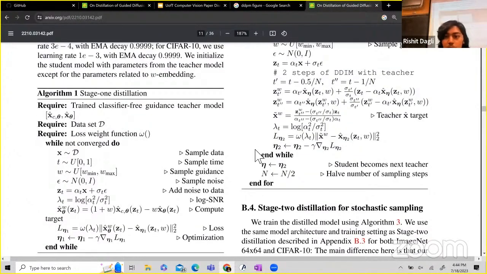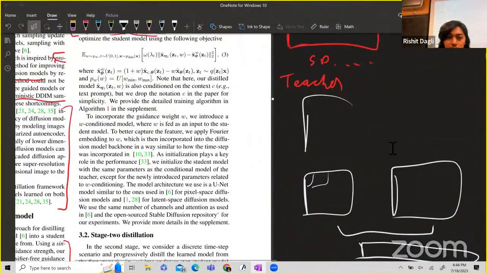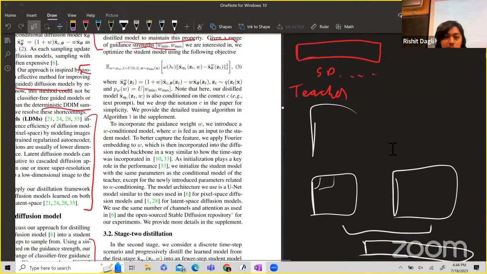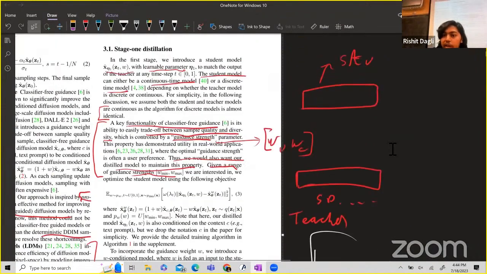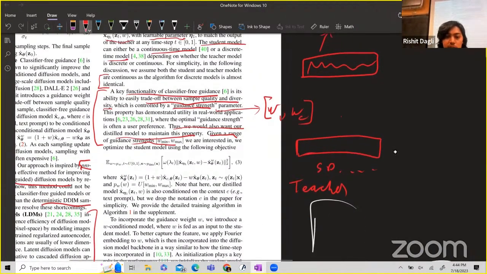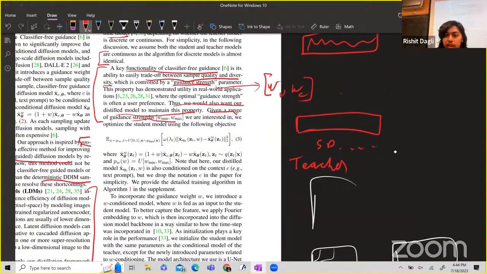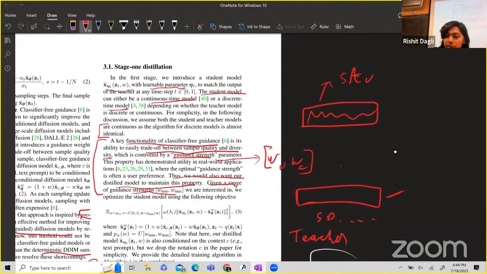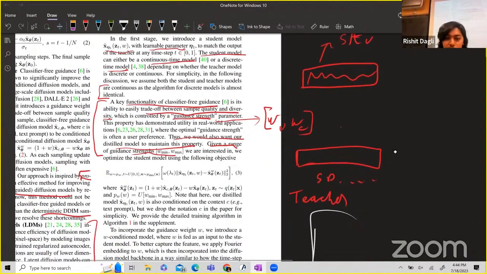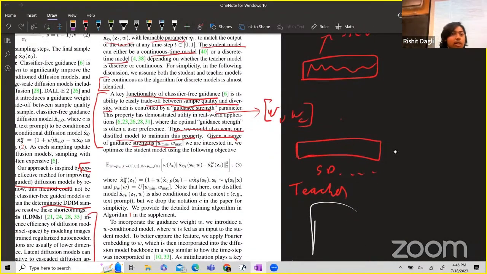Okay, so what they say is, they have the student model, and they also initialize the student model with the same parameters as the conditional model. So this is already an initialized model, and this takes on the same parameters as our conditional model over here. Okay, so now we have our teacher model and our student model, and we know what both of them are starting out at. So let's take on the next part of it.